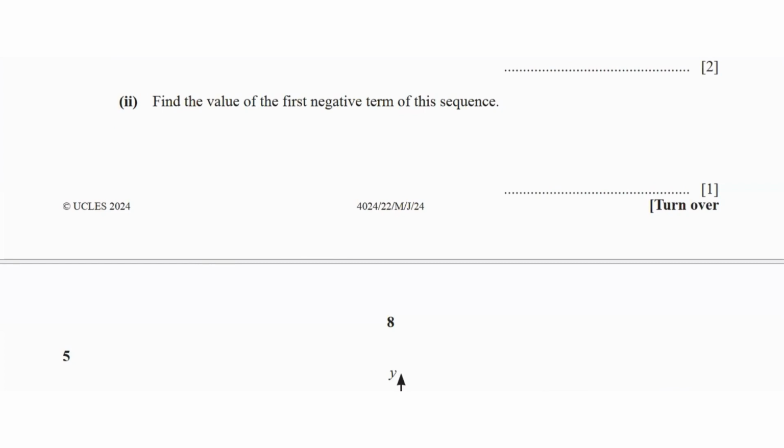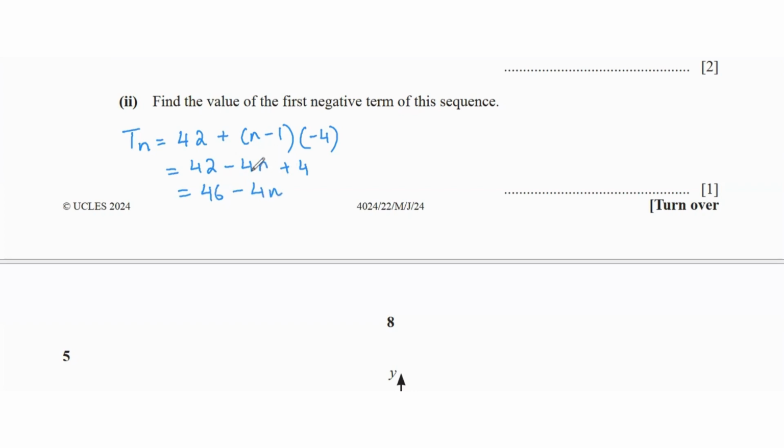So for the first negative term, firstly, we need to create our nth term formula. That's going to be 42 plus n minus 1 times negative 4. Negative 4 is the common difference and 42 was our first term. So that is 42 minus 4n plus 4, which is 46 minus 4n. This is our nth term.